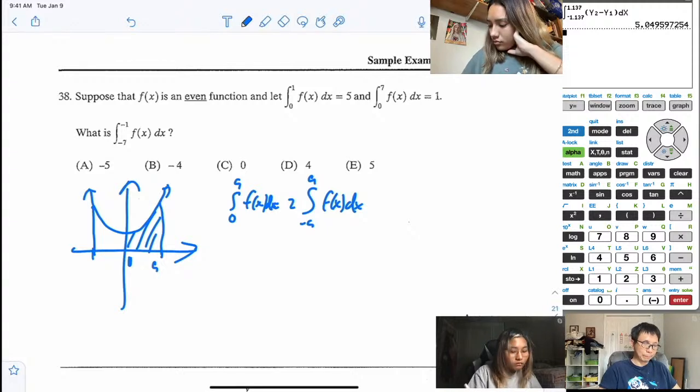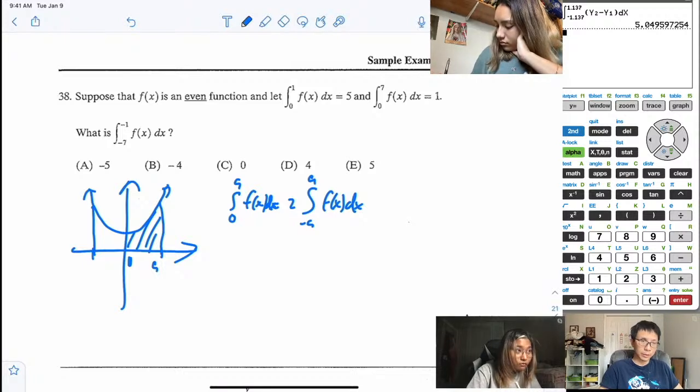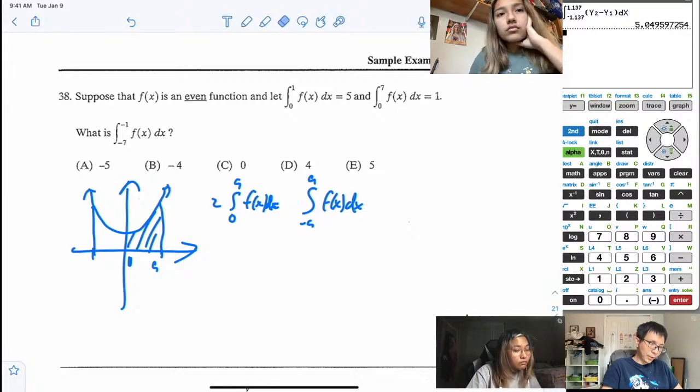Does that make sense? Oh, I'm sorry, this is wrong. This is 2 times here. 2 times here. Sorry, the 2 is in front of the integral from 0 to a.